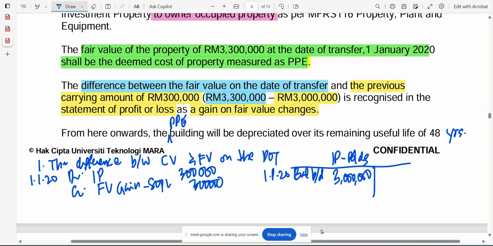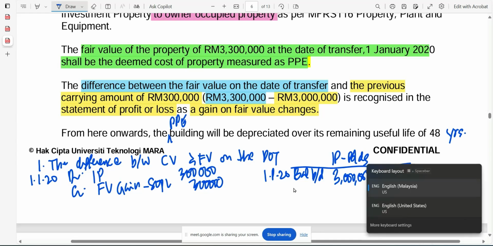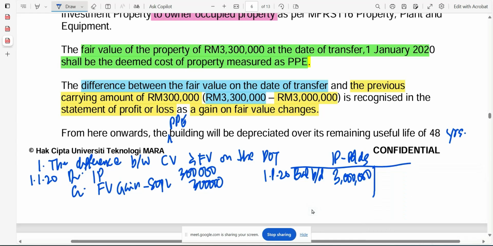And because of this transaction on fair value gain, on the date of transfer, you have this to be shown as fair value gain. So fair value gain, this is on the day of transfer, 1st of January 2020. And the amount is 300,000, right? And therefore, on 1st of January 2020, you will see no more building as an IP because it will now be reclassified. When it was transferred, you reclassified.